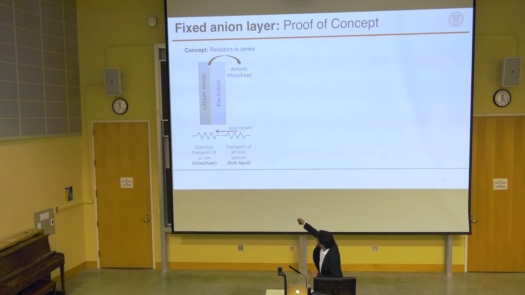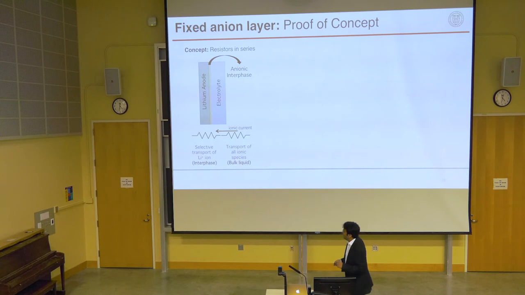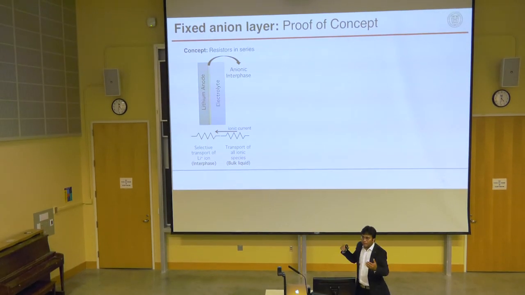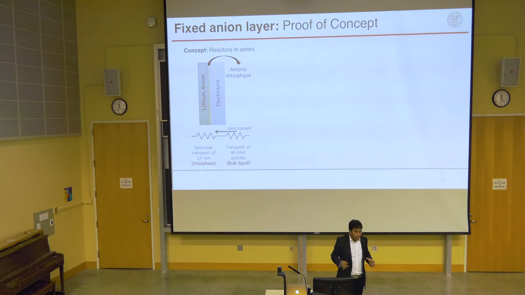What I'm saying here is that we have a lithium metal anode, and then there is an interface, and then there is an electrolyte. So just imagine this as two resistors in series, where the ion current is like the ions are moving in the bulk. And then, again, in the interface. So in the bulk, all the ionic species are free to move, and even the salt molecules. But in this interfacial layer, only lithium ions are able to move, right? So we are leaving all solvent molecules out.